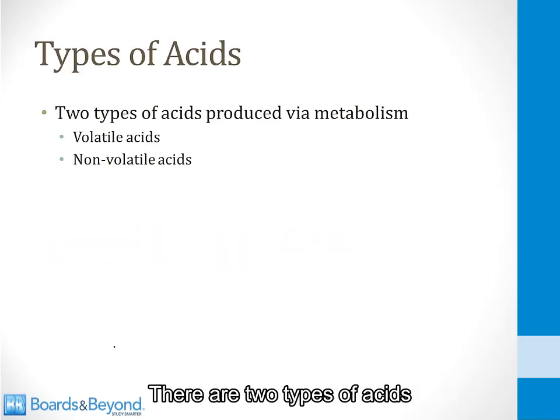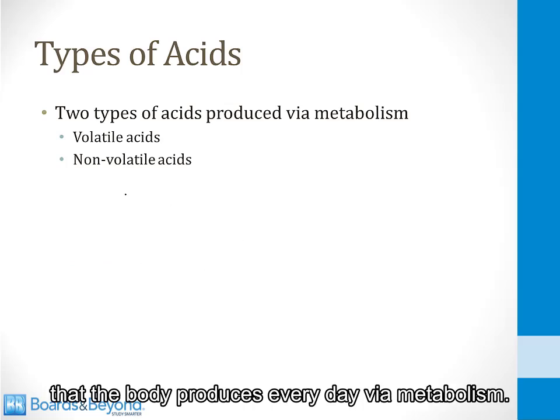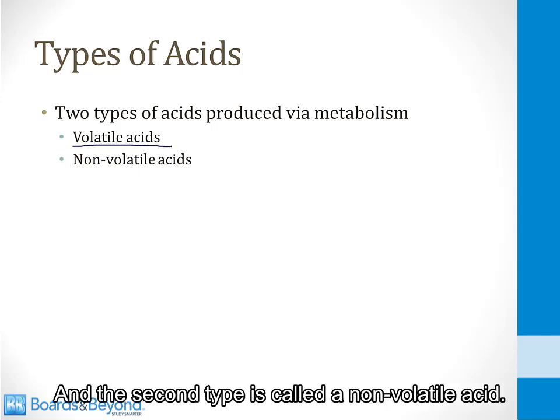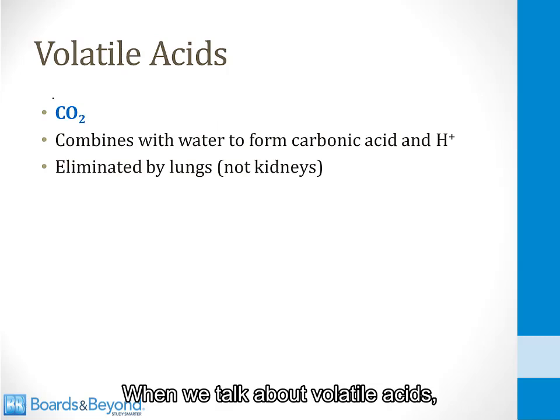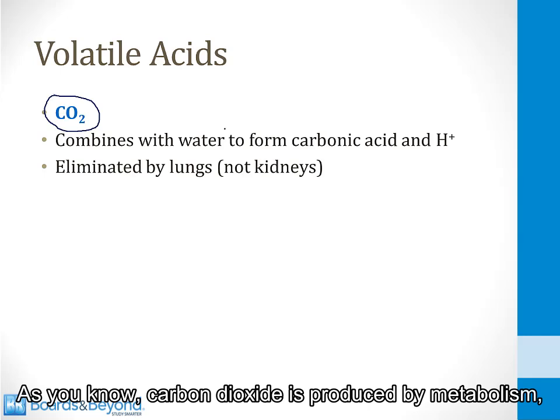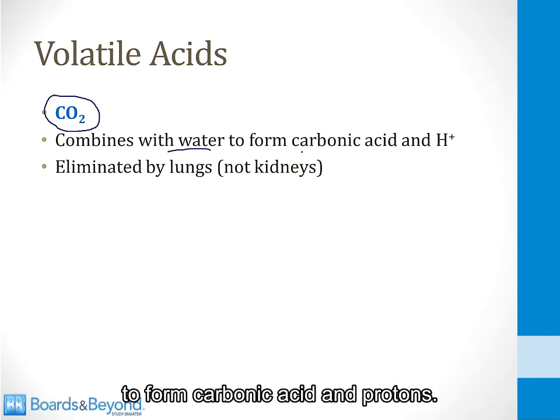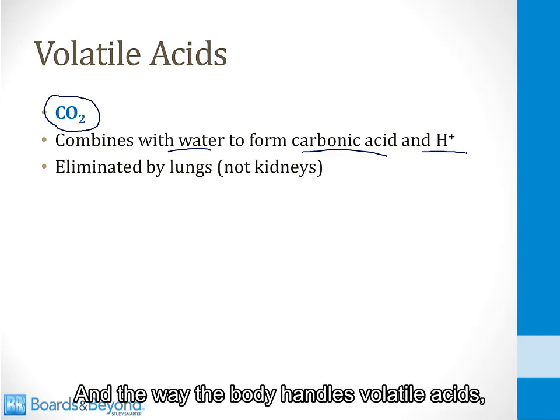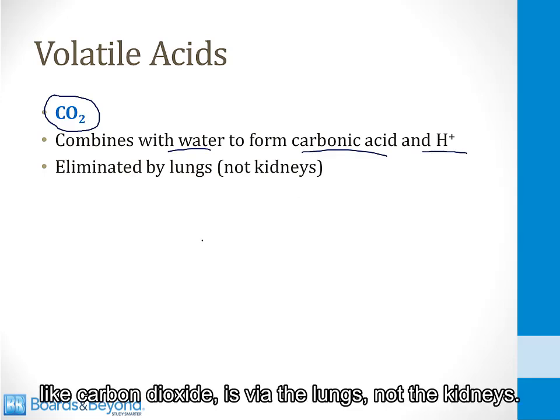There are two types of acids that the body produces every day via metabolism. The first type is called a volatile acid, and the second type is called a non-volatile acid. When we talk about volatile acids, we're talking about carbon dioxide. As you know, carbon dioxide is produced by metabolism, and it can combine with water to form carbonic acid and protons. And the way the body handles volatile acids like carbon dioxide is via the lungs, not the kidneys.